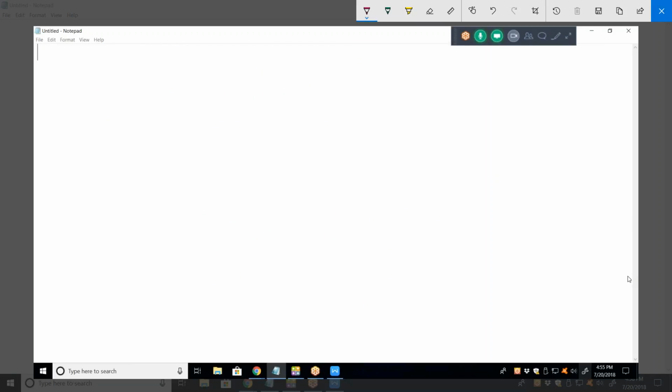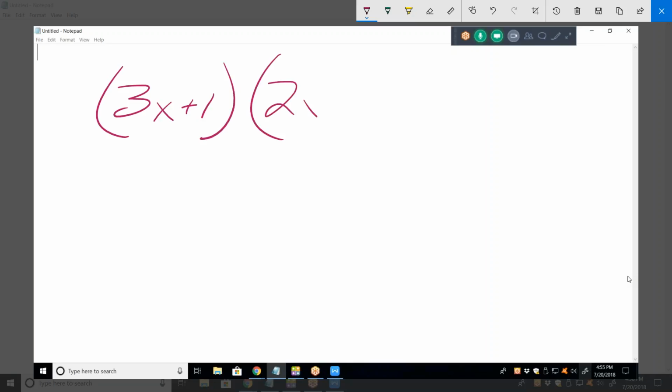Now, how about foiling? Have you learned how to foil? I don't think so. They may not call it foiling. Do you know how to multiply this linear term by this linear term? Yeah.